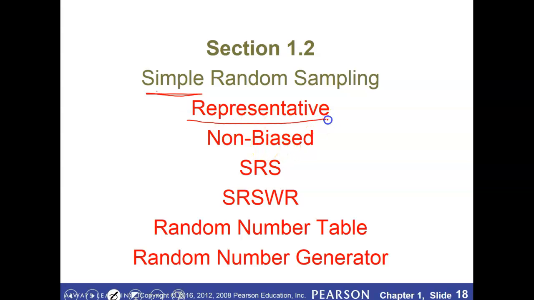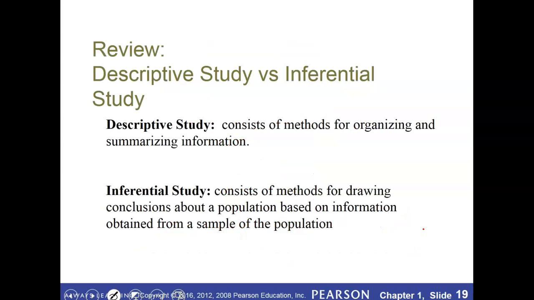So we're going to talk about a representative sample and how it shouldn't be biased, and different types of samples, simple random sampling and simple random sampling without replacement. We're also going to talk about a random number table and a random number generator. All of that in this lesson. Let's go ahead and get started.